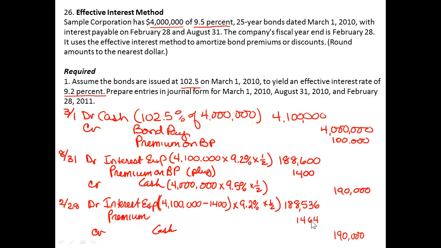The next time, or the third time we make the interest payment, notice the carrying value of the bond is going to be reduced again by the amortized premium of $1,464. And so it goes until at maturity, the carrying value will be equivalent to the face amount of $4 million.